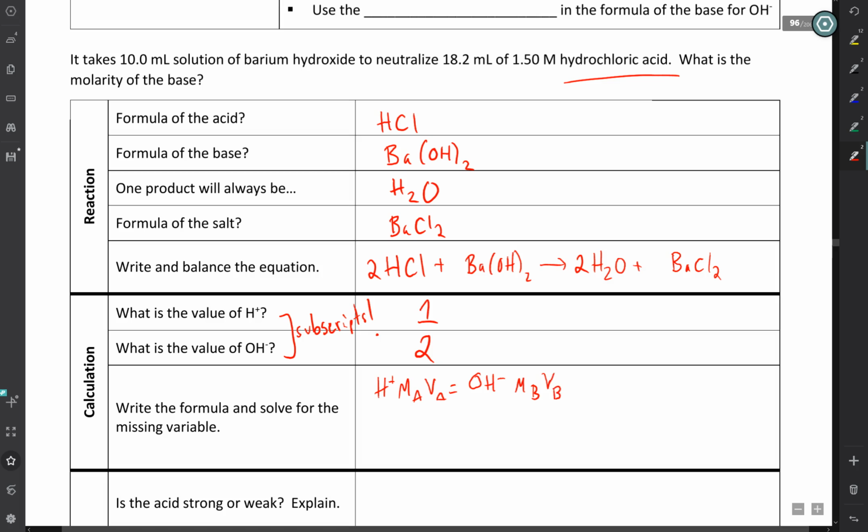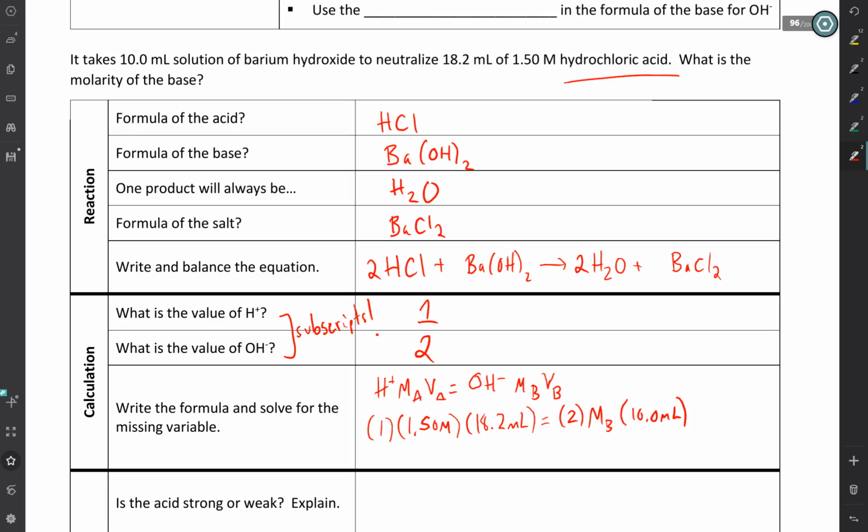We're going to start plugging in. So I know the value of H+ is 1. I know the molarity of the acid is 1.50 molar, and that I used 18.2 milliliters of it. I know the number of hydroxide ions is 2. I don't know the molarity of the base. That's what I'm trying to figure out. And I know that it is 10.0 milliliters of base that was being used. So now I'm able to calculate MB.